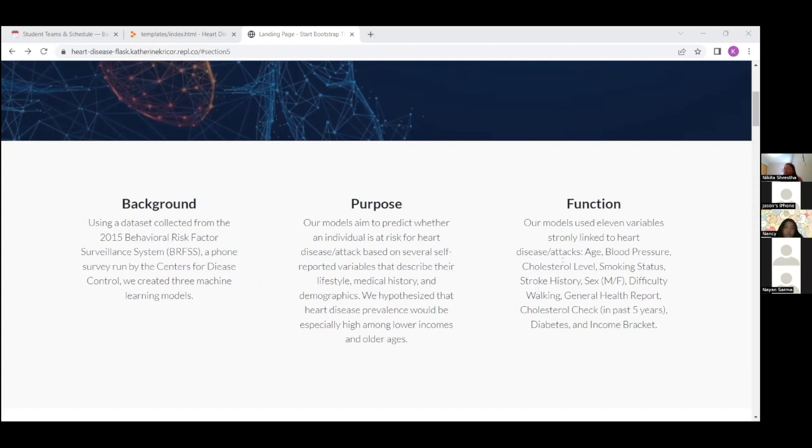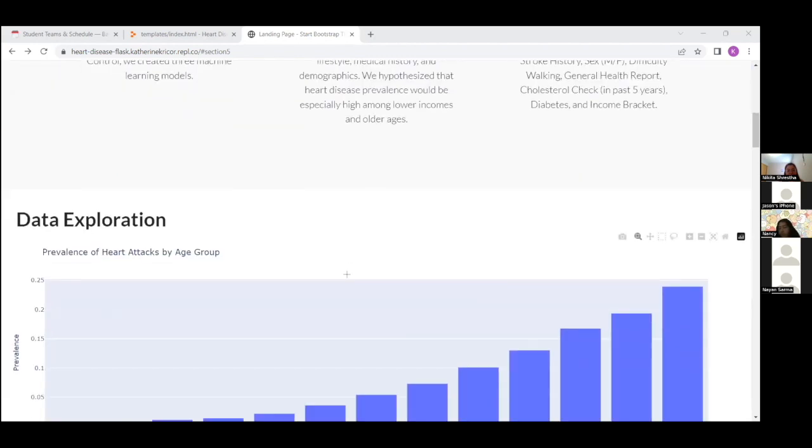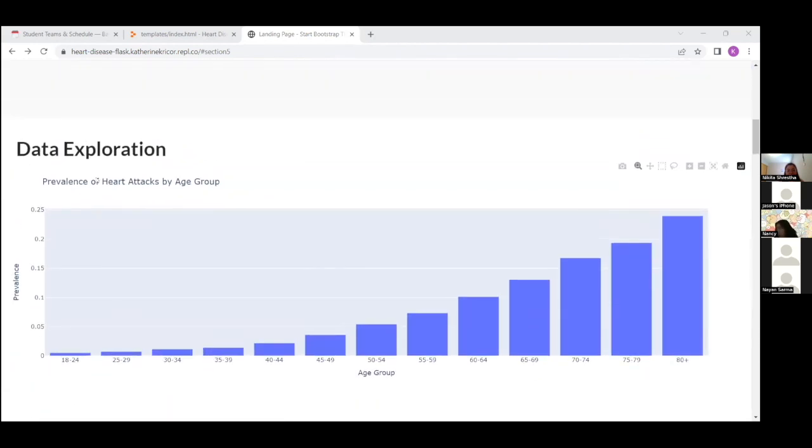So we ended up using 11 variables for our models after doing some initial data analysis that we found were strongly linked to heart disease and heart attacks. So the variables we focused on were age, blood pressure, cholesterol level, whether the person smokes, if they have a history of stroke, their sex, their difficulty walking, a general report of their health, like how they would describe their health, whether they had a cholesterol check in the past 5 years, if they have diabetes, and then their income bracket.